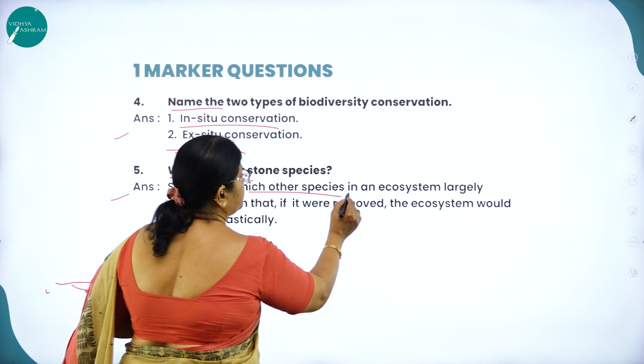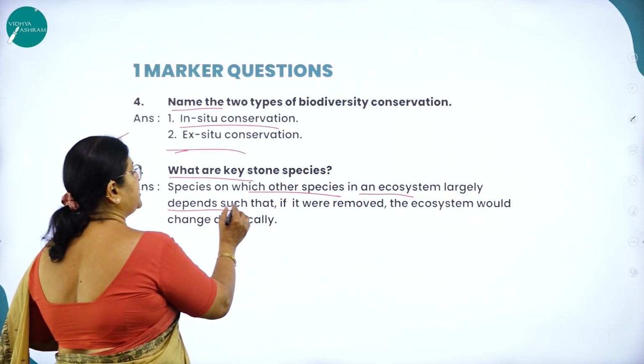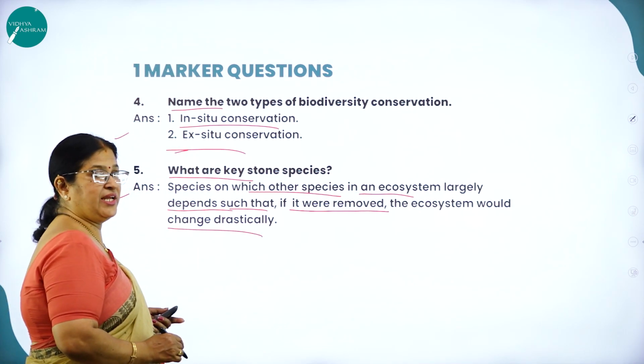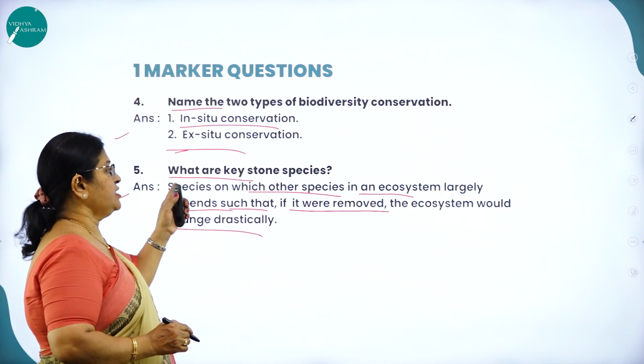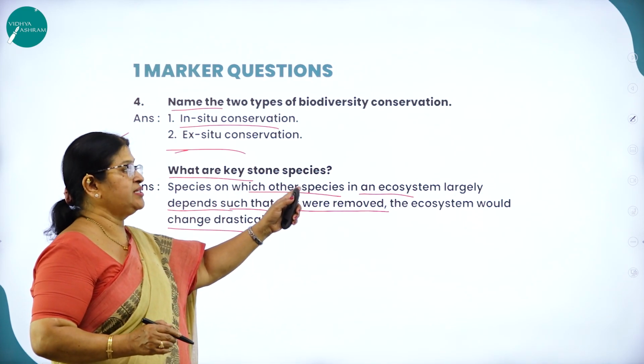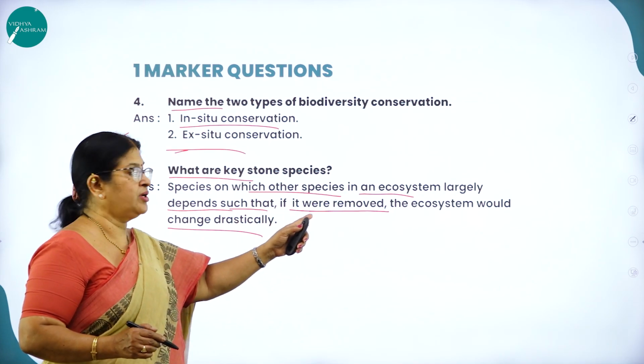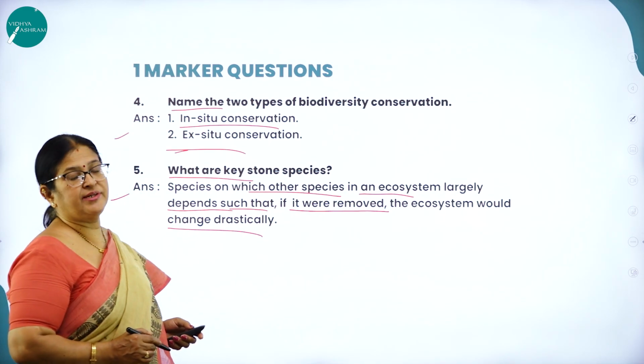Next, what are keystone species? Species on which other species in an ecosystem largely depend, such that if it were removed, the ecosystem would change drastically.